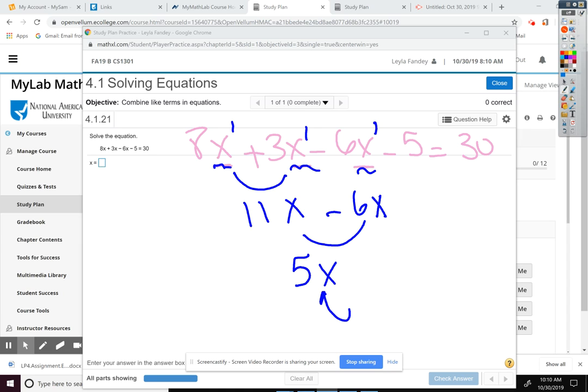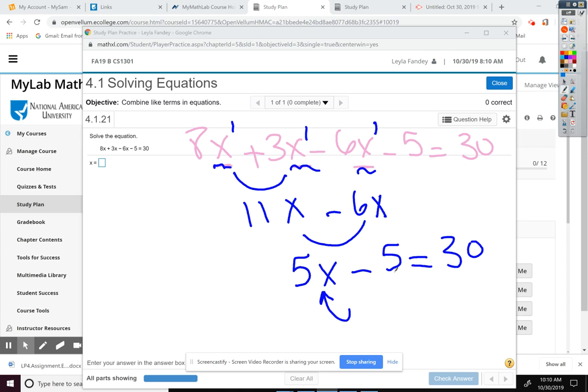The M&Ms are still there. That's why you still have the x, but the number has changed. And then this right here just comes down. There's not much we can do with that because it doesn't have an x, so it doesn't get added to the other ones. So now this looks like a two-step equation like the one we solved before, right?